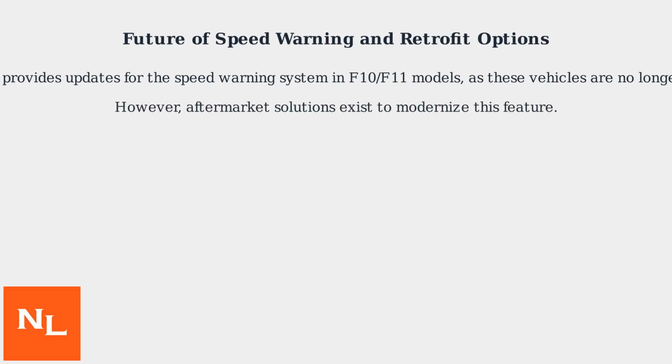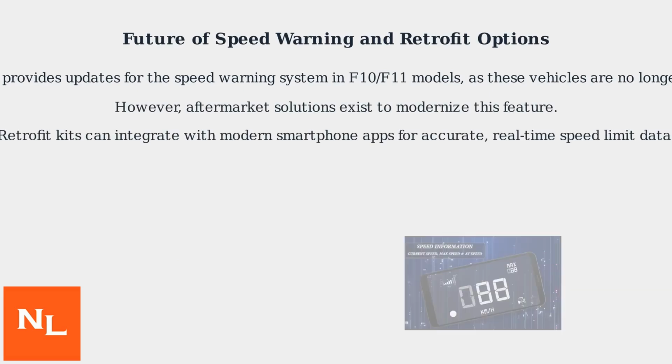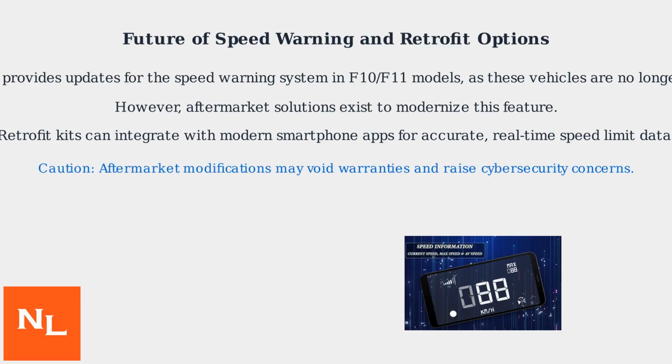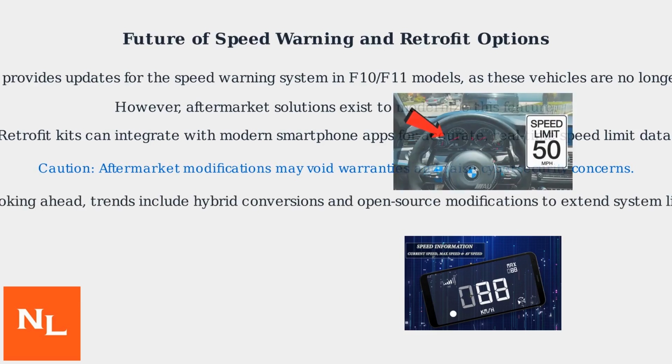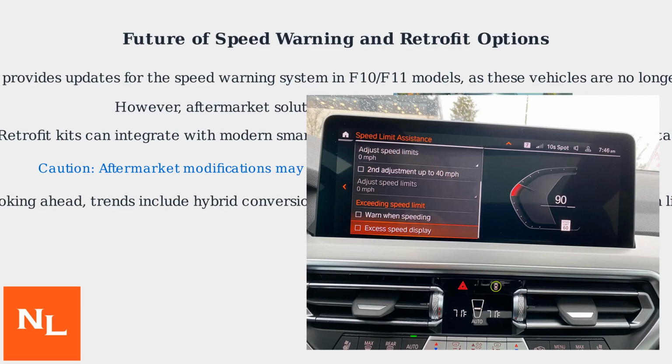As BMW no longer updates the speed warning system in F10 and F11 models, owners are turning to aftermarket solutions. These retrofit kits integrate with modern smartphone apps, providing accurate real-time speed limit data from sources like OpenStreetMap. However, proceed with caution, as modifications can void warranties and introduce cybersecurity risks. Future trends include hybrid conversions and community-driven open-source upgrades to keep these vehicles roadworthy.